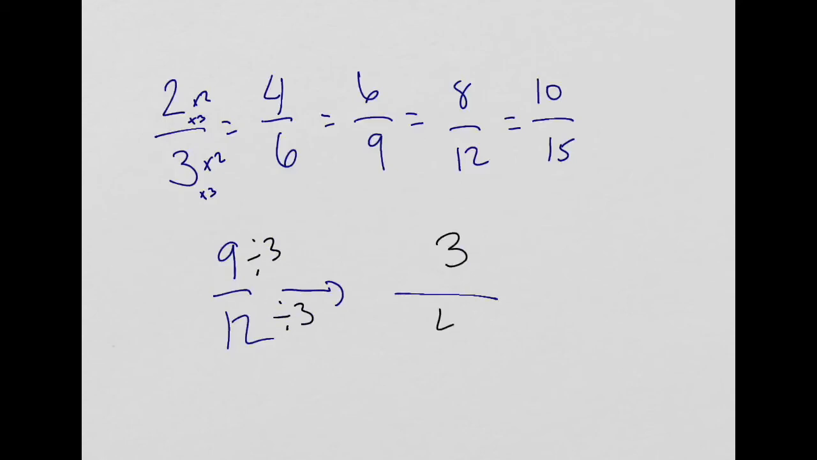So 3/4. How do you know you've reduced your fraction down to its lowest terms? Well, you have to find prime numbers. That's one thing. And we know 3 is a prime number. But you need to know that things cannot be reduced anymore.